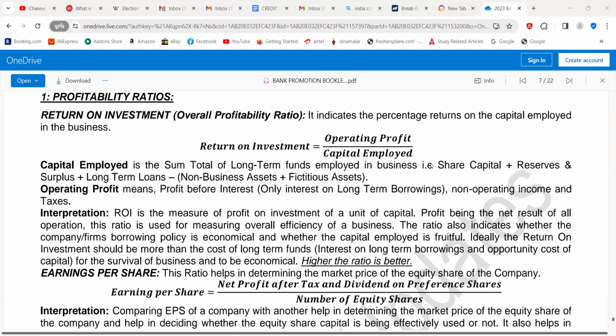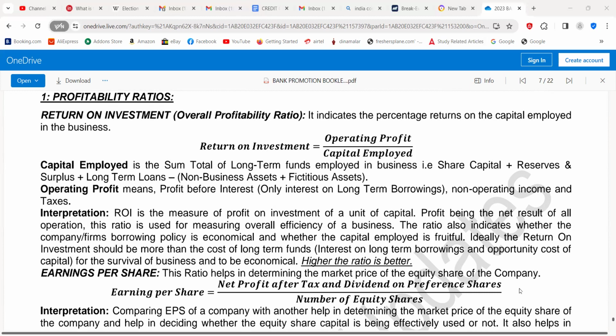Non-operating income and taxes. Its interpretation is ROI, return on investment, is the measure of profit on investment of a unit of capital, profit being the net result of all operation. This ratio is used for measuring overall efficiency of a business. The ratio also indicates whether the company or firm's borrowing policy is economical and whether the capital employed is fruitful. Ideally, the return on investment should be more than the cost of long-term funds, interest on long-term borrowings, and opportunity cost of capital. For the survival of business and to be economical, higher the ratio is better.